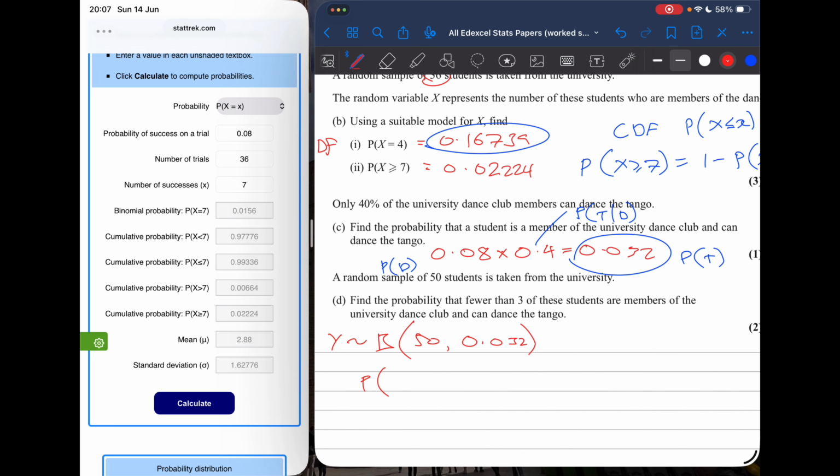So what do we want to find? We want fewer than 3. If you're doing the CDF stuff, this is going to be Y less than or equal to 2. Anything less than 3. Same answers. These are all the same things.